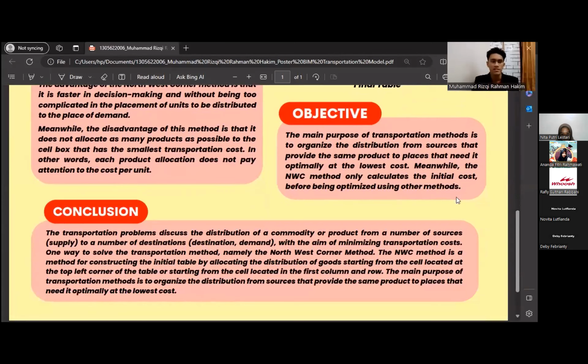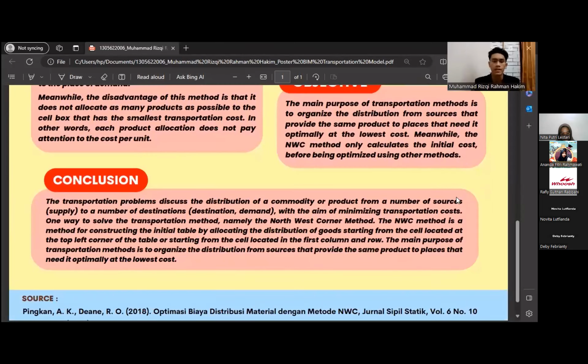And so these are the conclusions we can get from these posters. The transportation problem discusses the distribution of a commodity or product from a number of sources or supply to a number of destinations or demand, with the aim of minimizing transportation costs. One way to solve the transportation problem is the northwest corner method.